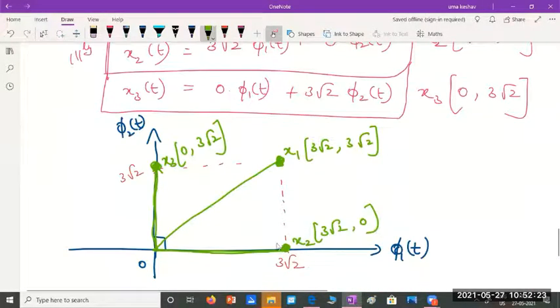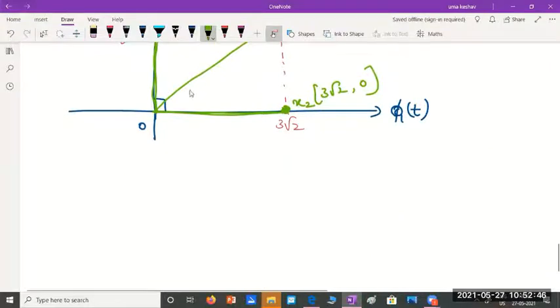We get the coordinate points which we will plot on the signal constellation diagram. You can see all three points are lying in the first quadrant only. Is that clear? So all three points lie in the first quadrant itself. Any doubts with this? No doubts. Okay, then we'll move on to the next problem.